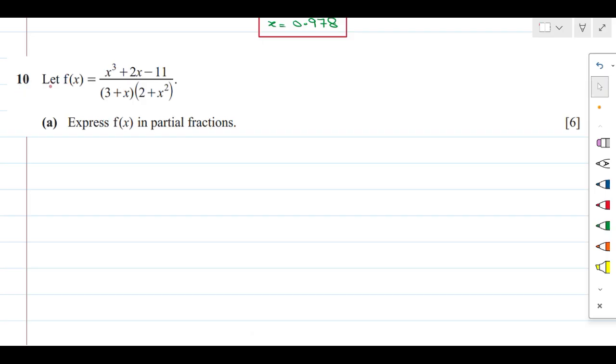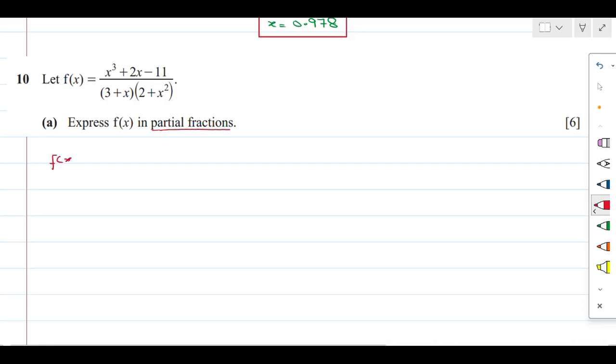Question number 10. Let f of x be this function. Part A, express f of x in partial fractions. So we need to express f of x in partial fractions. Keep in mind that partial fractions are possible only for a proper fraction. Let's see whether this fraction is proper or improper. If it is improper, then we have to make it a proper fraction first, and then we can do partial fractions, right?